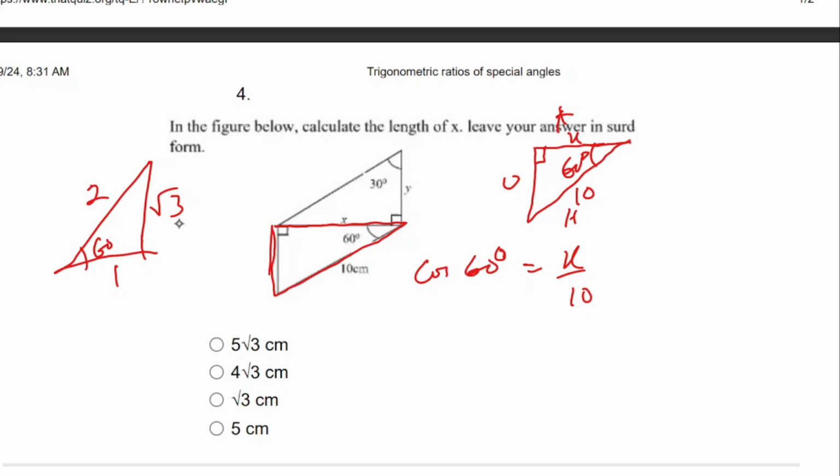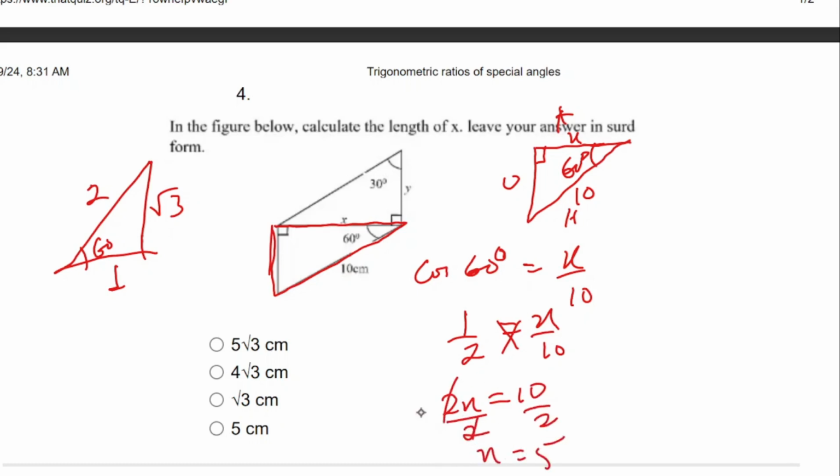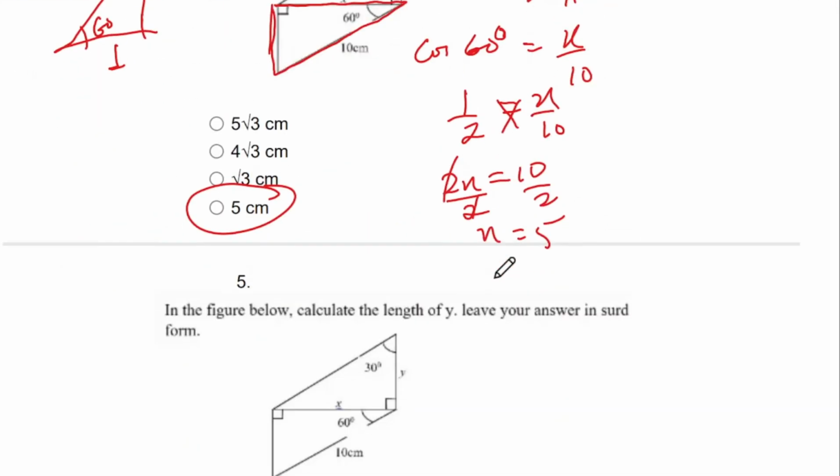That is adjacent over hypotenuse, so cos 60 is 1 over 2. So 1 over 2 equals x over 10. Cross multiply, we have 2x equals 10. Divide both sides by 2. Therefore x is equal to 5. That's the answer. Is that clear? They are just using short form to distract us. Still the same thing. You can see we used short form and got the answer correctly. So that is that on that one.